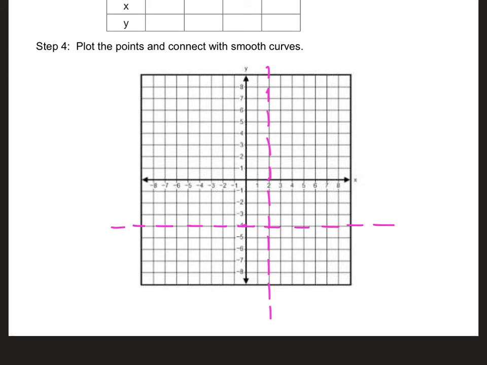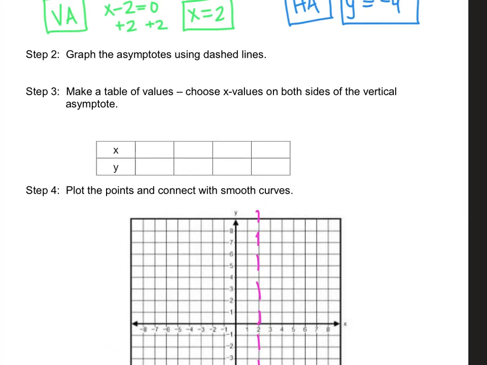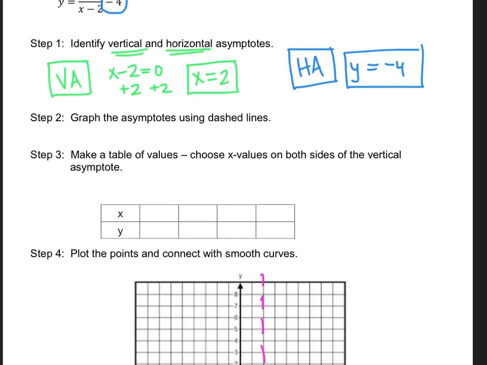And honestly, it's kind of like when we had our inverse variations and we had curves that were in between the axes like that. It's almost like we've just shifted our axes over to here. We won't use this as the new origin, but now our curve will either be here and here, or it could be here and here. Okay, so step 1, we graphed our asymptotes with dashed lines.